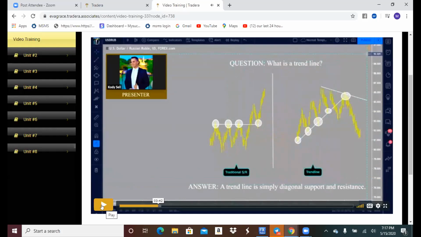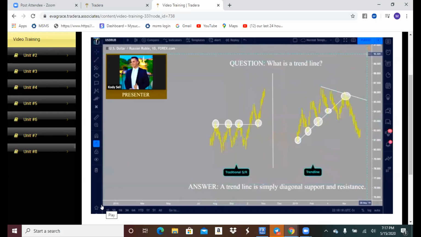Okay, guys, I'm going to pause for a second for you to write that down in your notes. A trend line is diagonal support and resistance.